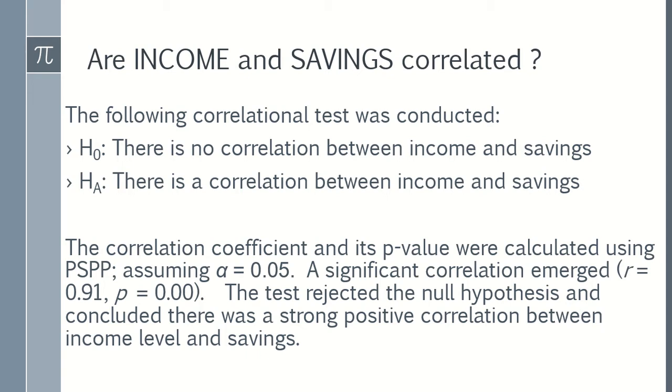This would make sense given that the more money a person has, the more disposable income they may have, so that they can save more. So the more income you have, the more likely you have more disposable income, and most likely you would have more savings.